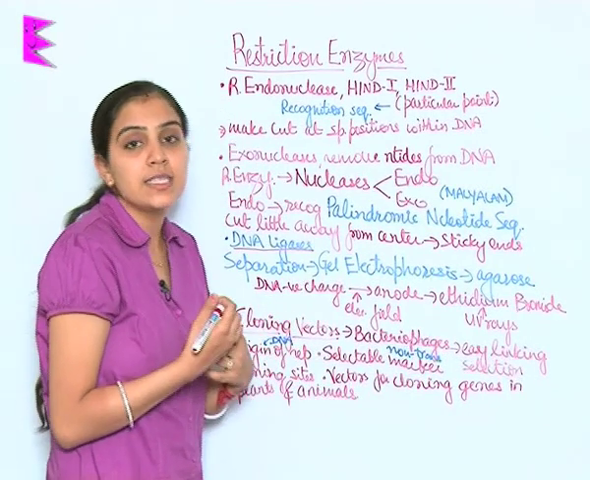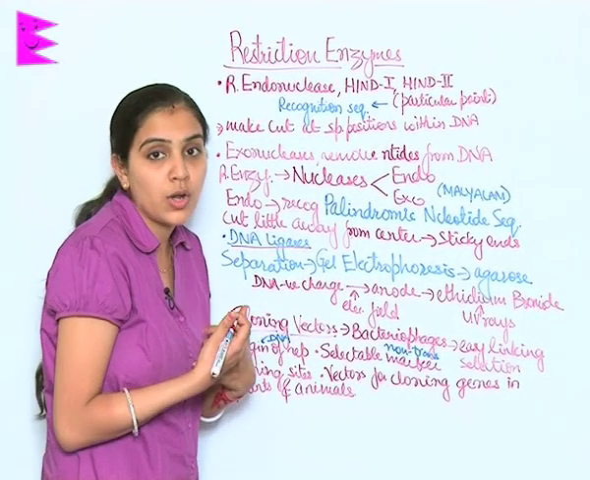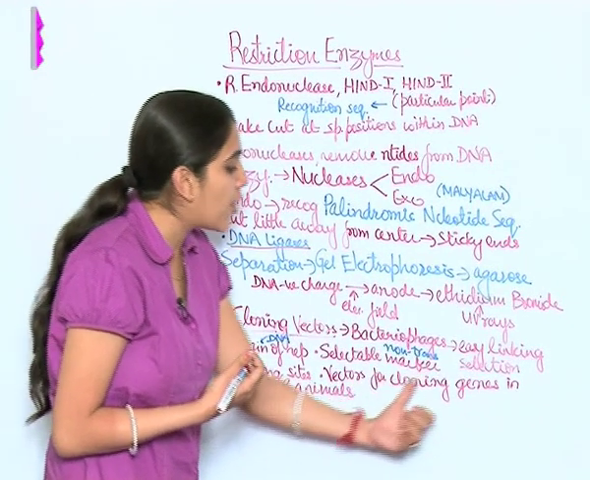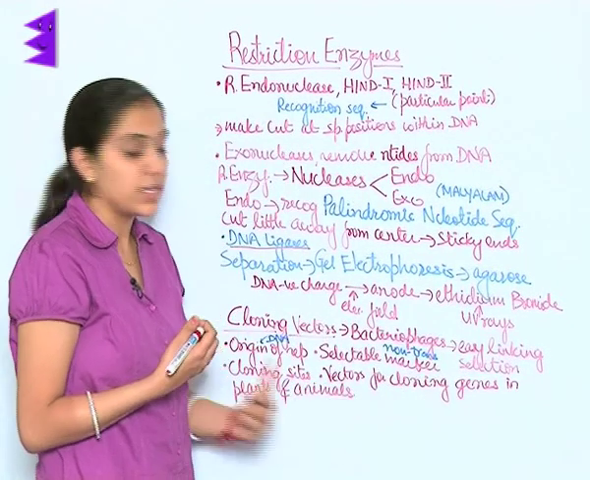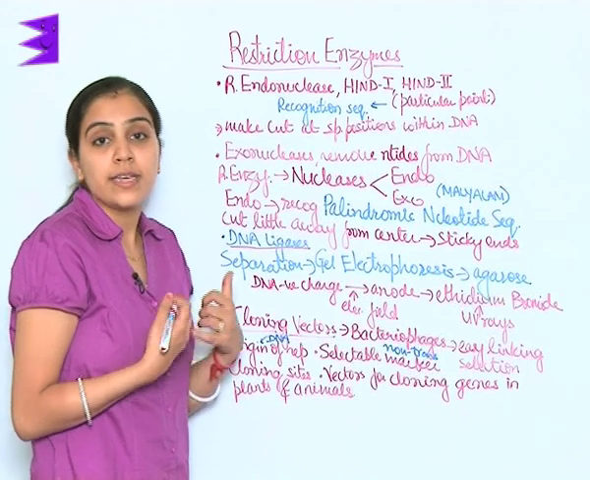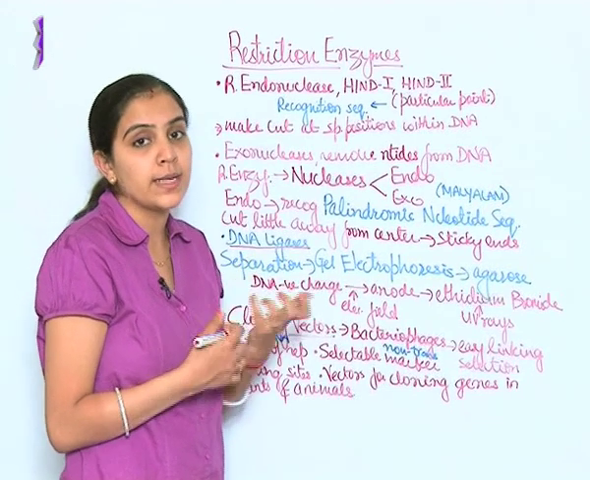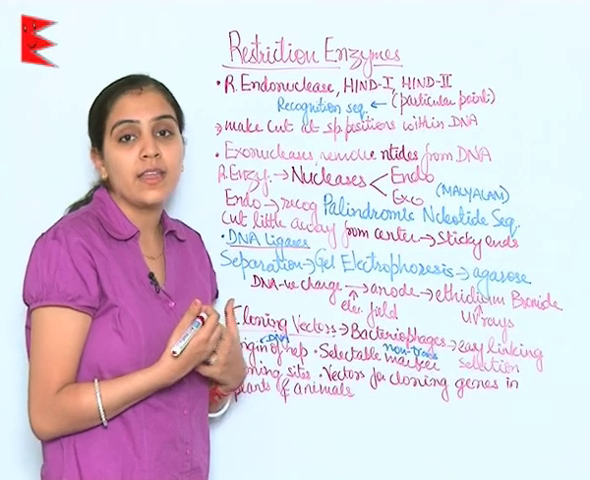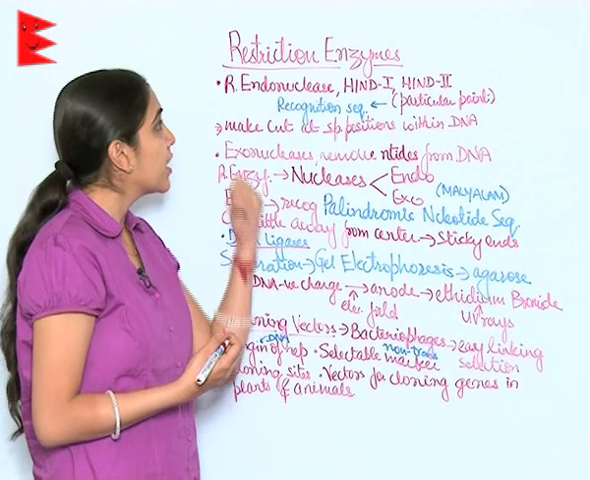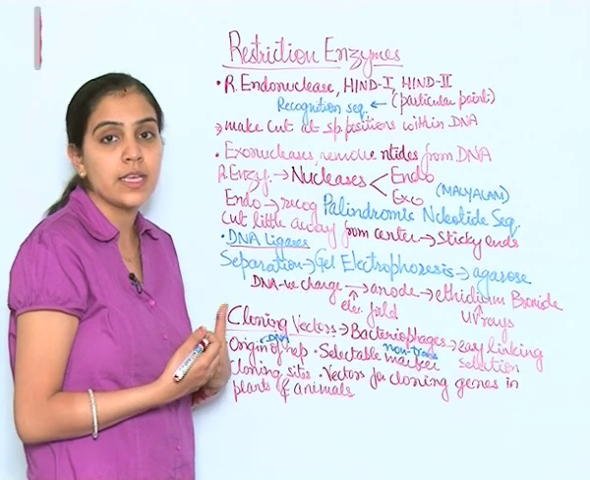Cloning sites. These are required to produce a large number of rDNAs. Vectors for cloning genes in plants and animals are, as in the case of cancer which is induced by viruses in animals, and Agrobacterium, which causes tumors in plants. So the third thing which we will be studying in this is the host.